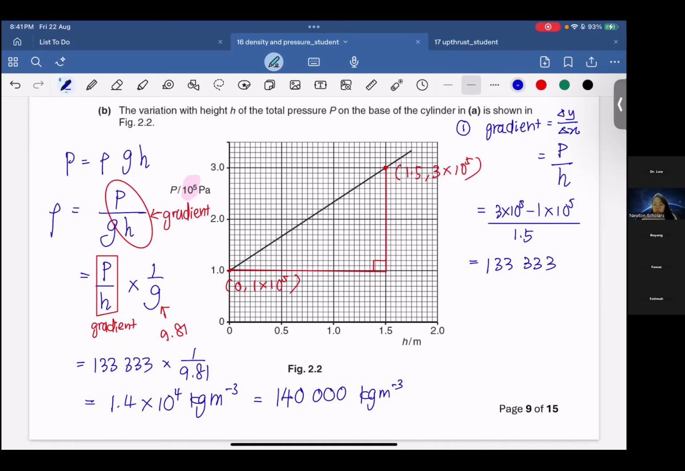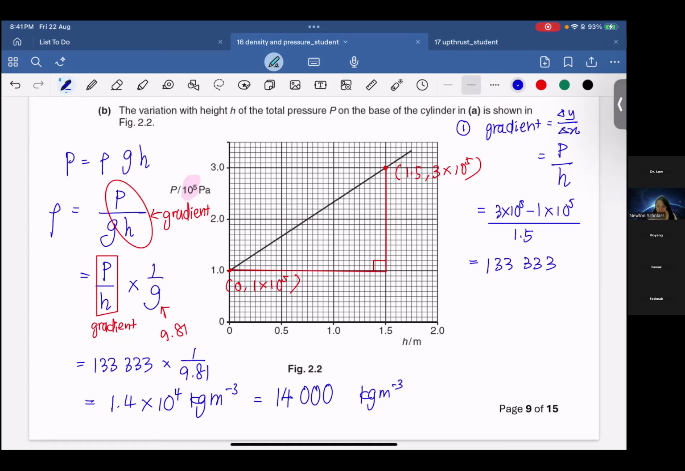14,000. Make it two significant figures. Final answer, two significant figures. Actually 2 to 3 can be accepted, but most of the time the answer scheme provided is 2, so we just make it the same as the answer scheme. One more question, question number 6. Oh, I wrote an extra 0. Sorry. Thank you, Manju. Yes, 14,000 is 14,000.